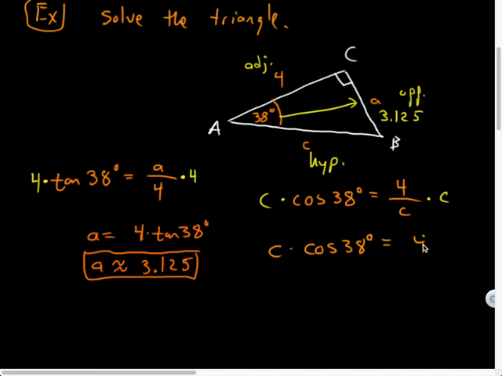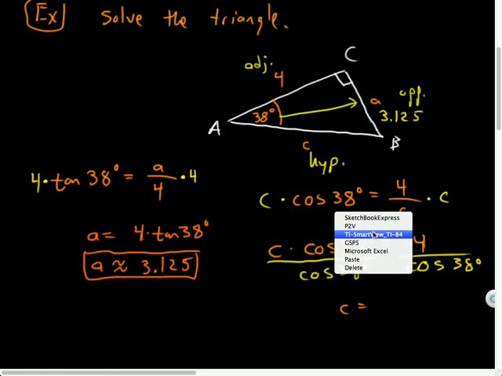And then how do I get C by itself now? Divide C by the cosine of 38. Cosine 38, remember, is just some number. All right? You could look it up on your chart. You could type it into a calculator. And it's the same number all the time throughout all the universe. So C is equal to 4 divided by cosine 38.